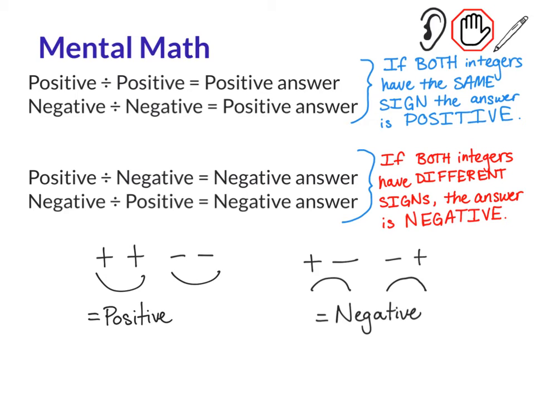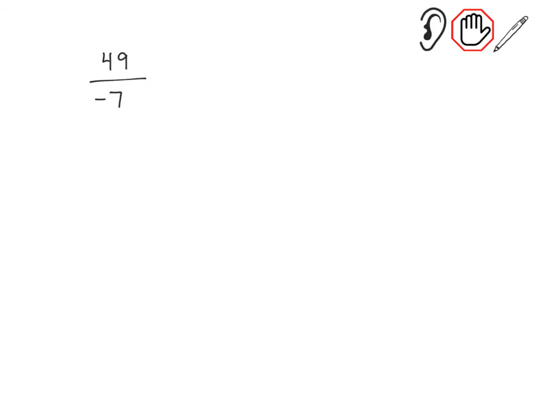So down below, you can see my example. If I have 2 positives, it's happy. 2 negatives, it's also happy. If I have a negative and a positive, or a positive and a negative, that's sad because it just looks weird, so it's negative. For 49 divided by -7, I have a positive divided by a negative, so my answer is going to be a negative.